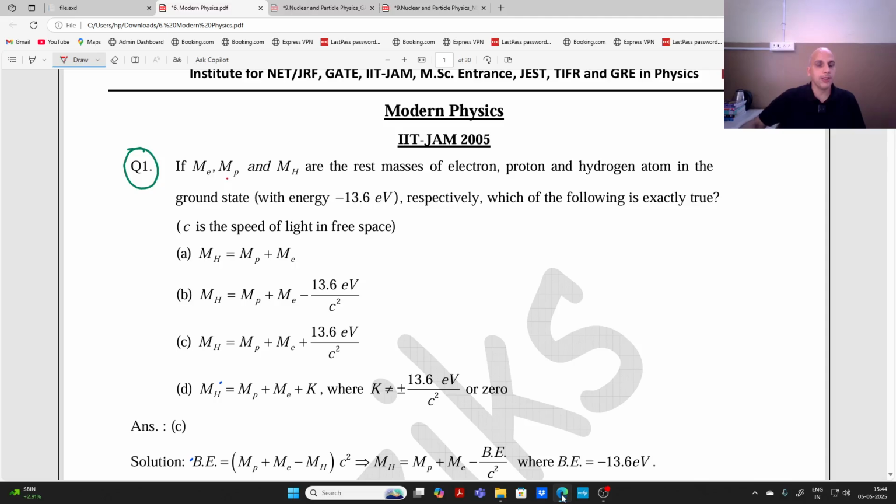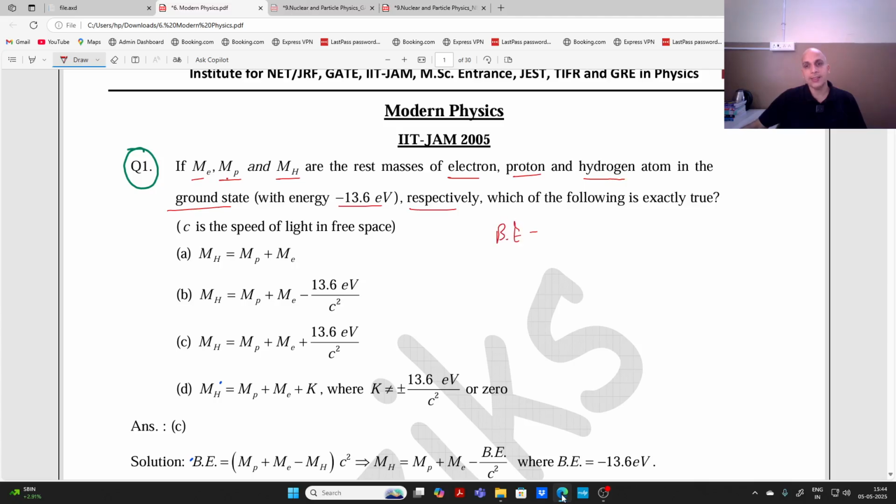So, you can see here the first question: if Me, Mp, and Mh are the rest masses of electron, proton, and hydrogen atom in the ground state, with energy given as minus 13.6 electron volt respectively, which of the following is exactly true? Now, here in this question, the concept of binding energy has been used. First of all, we have to understand the question.